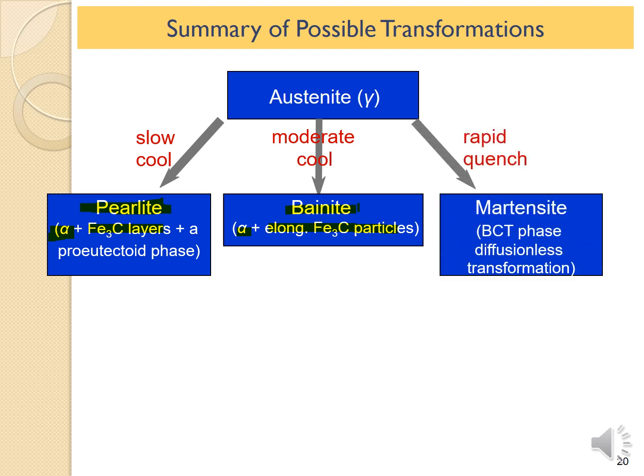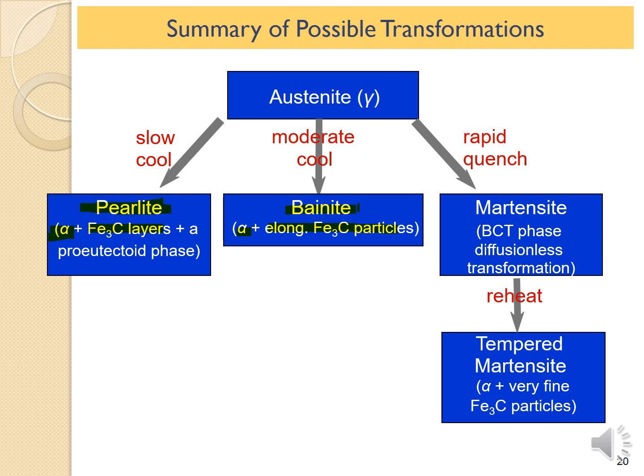Bainite is a mixture of alpha ferrite and elongated iron carbide particles dispersed in the alpha matrix. And if we quench it rapidly, we may have martensite, which has a BCT structure with iron and carbon, but carbon doesn't diffuse out from the originally FCC structure because the quench speed is too quick for it to diffuse, and martensite is hard and brittle. If we reheat it, we'll have tempered martensite because these iron carbide particles will become finer, so it will lose some strength but be more ductile.